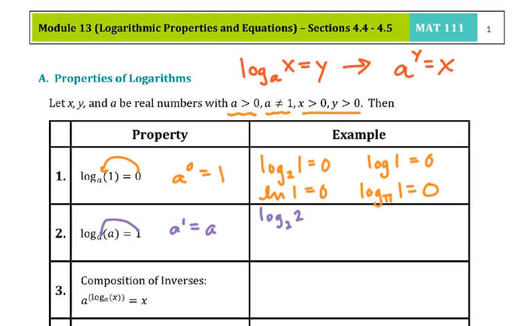Log base 2 of 2 is 1. Log of 10 is 1. So dealing with a common log, that's base 10. Natural log of e is 1. So a natural log is base e. So the base and the argument match there. Or log base 5 of 5 would equal 1.